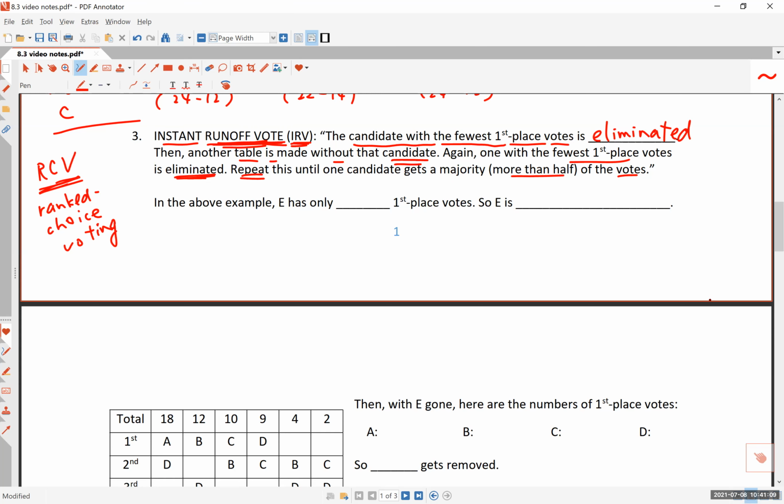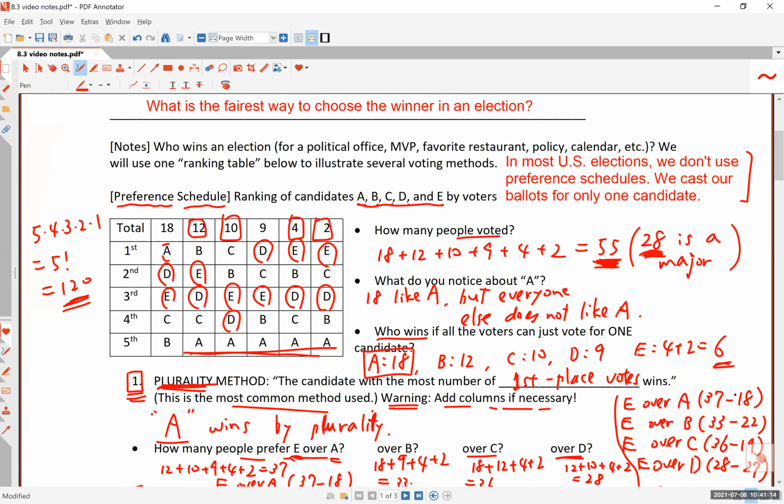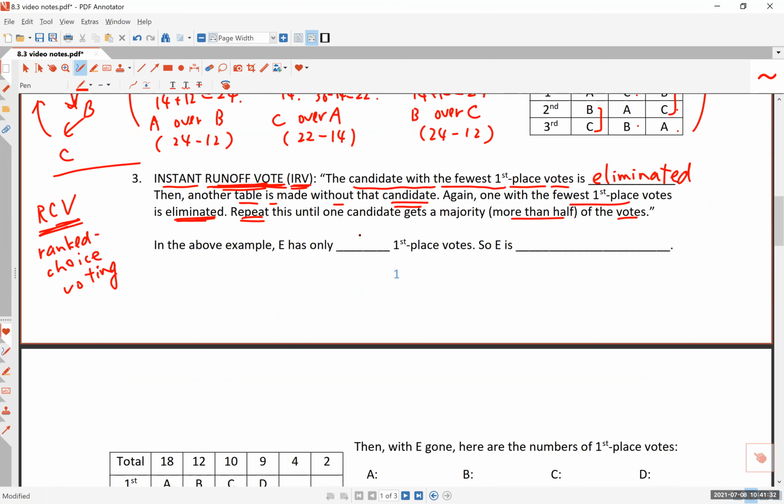All right, in the above example, let's look at this example we saw first. You noticed here who wins in the plurality method. A won by the plurality method with 18 first place votes. B had 12, C had 10, D had 9, and E only had 6, right? So E has only 6 first place votes, 4 plus 2, the last 2 columns. And so E is eliminated first.